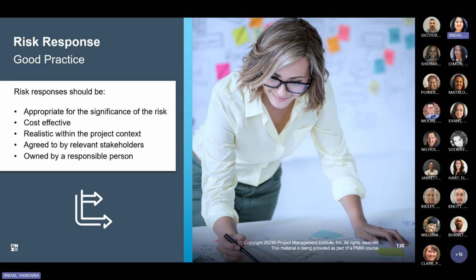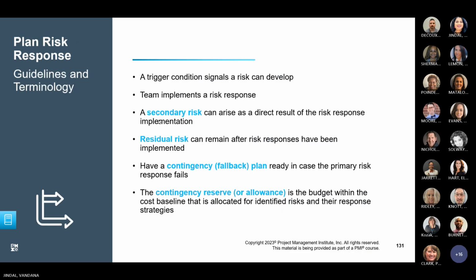So these are the risk responses. Risk response should be appropriate for the significance of the risk and cost effective. It should be realistic within the project context, agreed to by relevant stakeholders, and owned by a responsible person. So these are the guidelines for the planned risk responses and terminologies.